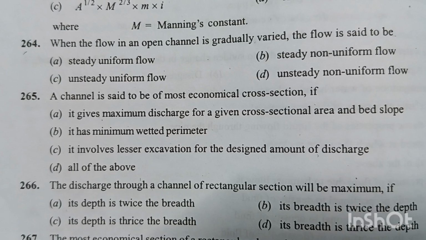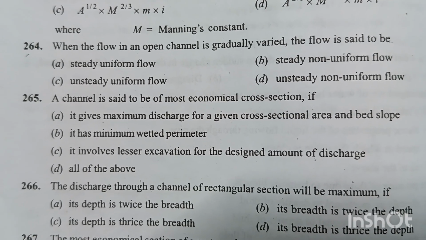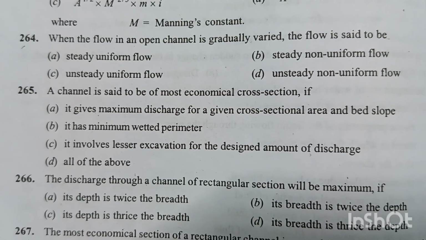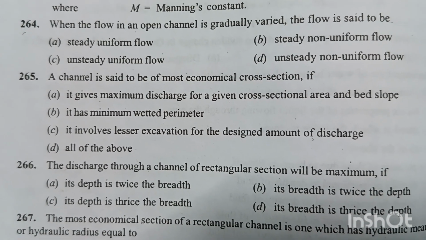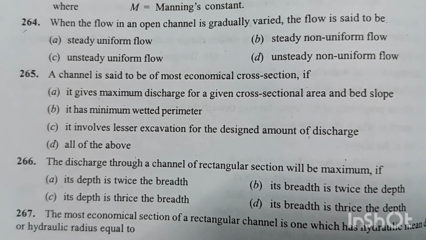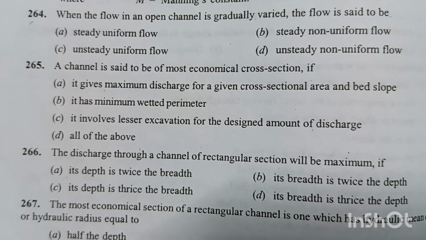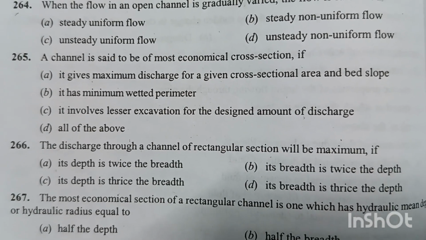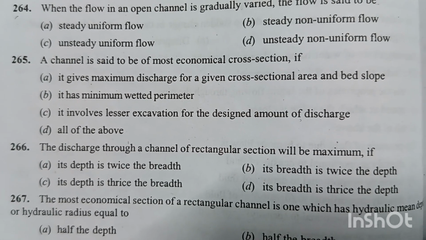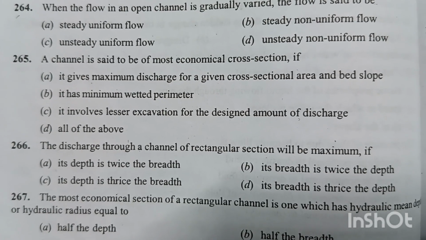Question number 265. A channel is said to be of most economical cross section if option A, it gives maximum discharge for a given cross section area and bed slope. Right. Option B, it has minimum wetted perimeter. Right. Option C, it involves lesser excavation for designed amount of discharge. Right. Option D is right answer, all of the above. Question number 266. The discharge through a channel of rectangular section will be maximum if its breadth is twice the depth. Option B is right answer.